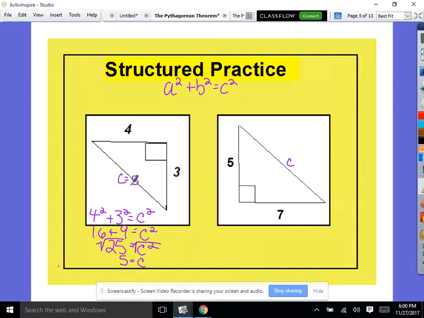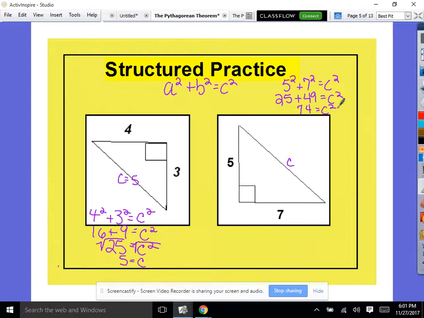All right, for this one, I'm going to work up here. 5 squared plus 7 squared equals c squared. Well, 5 squared is 25. 7 squared is 49 equals c squared. And then I add 25 and 49, so 9 and 5 is 14, carry a 1, 2 and 4 is 6, 7. So c squared equals 74, and I'm not going to make you work this out.